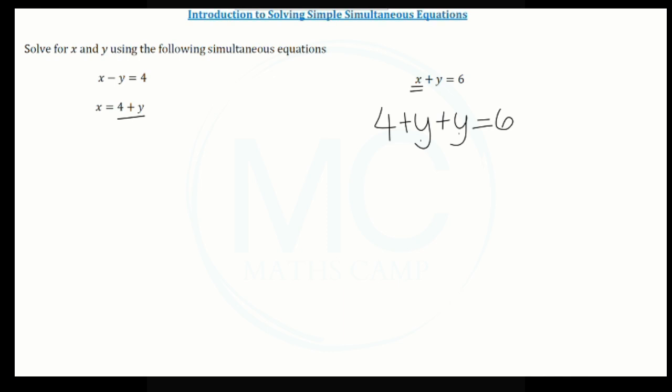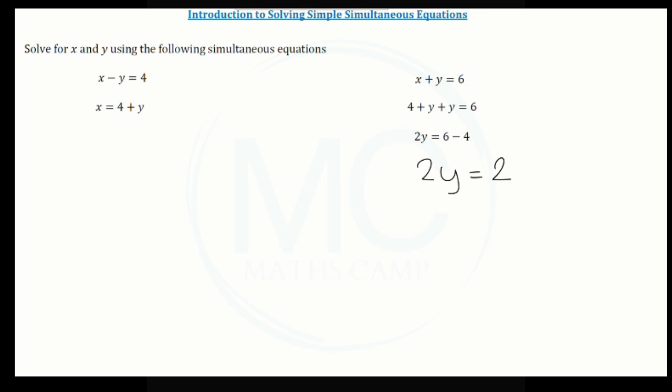On the left-hand side, I've got y plus y, which is 2y, is equal to 6, and I'm going to move this 4 across, so I say minus 4. Now I have 2y is equal to 6 minus 4, which is 2. Divide both sides by 2, and I see that y is equal to 1. Now that I have a value for y, I can substitute it in this side. And I see that x is equal to 4 plus 1. So we find that x is equal to 5.